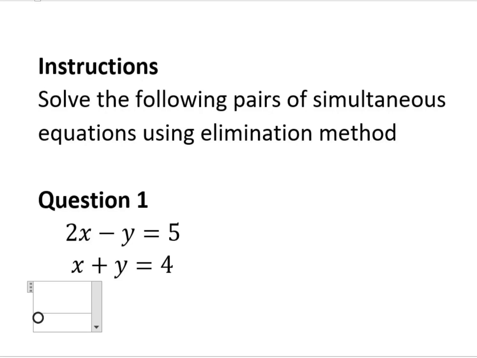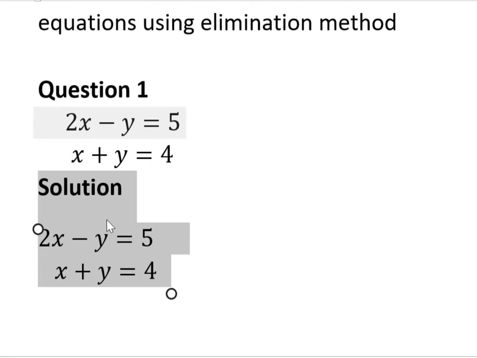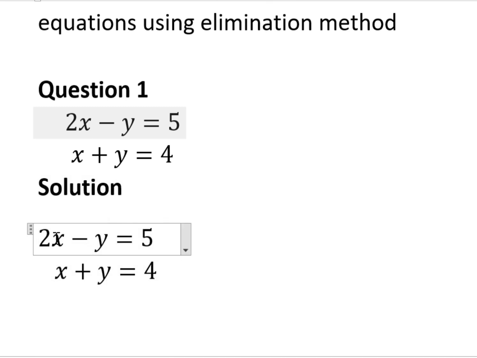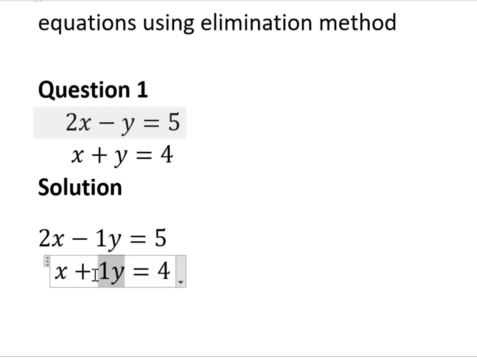We are supposed to solve the following pairs of simultaneous equations using the elimination method. Here's the question. First of all, let's identify the coefficients of these unknowns. We realize the coefficient here is 2, the coefficient here is 1, the coefficient here is -1, and the coefficient here is +1.